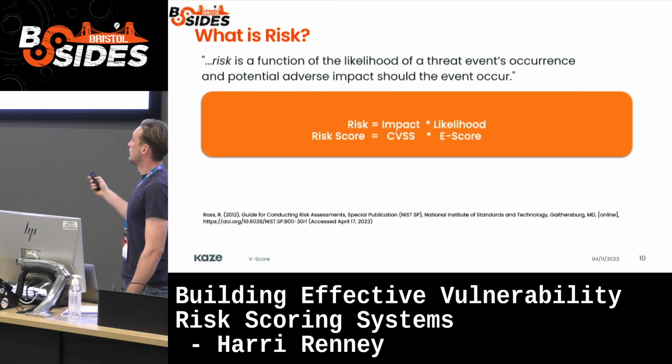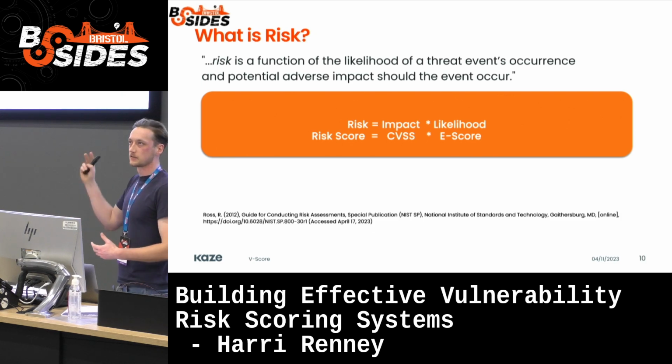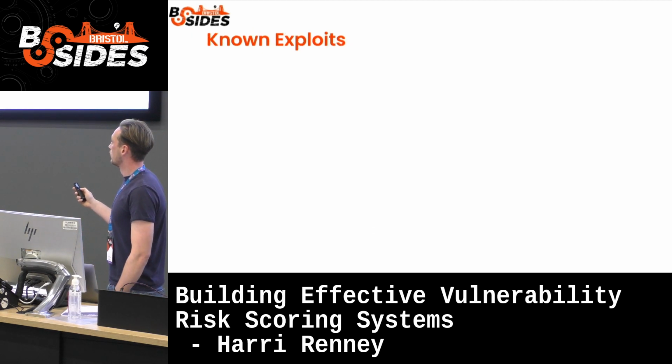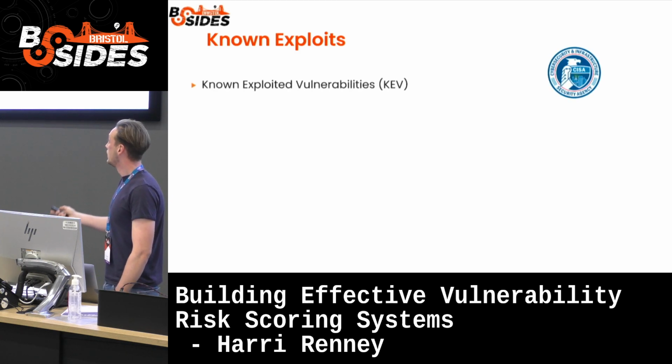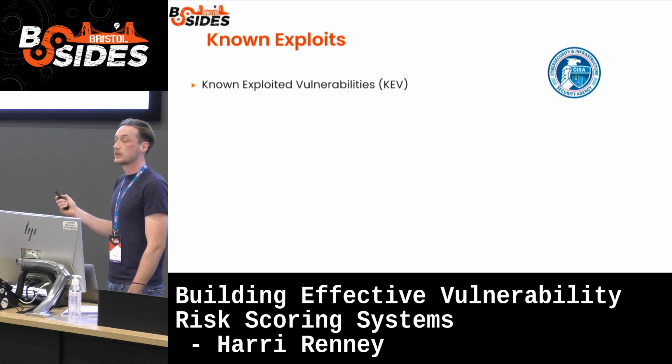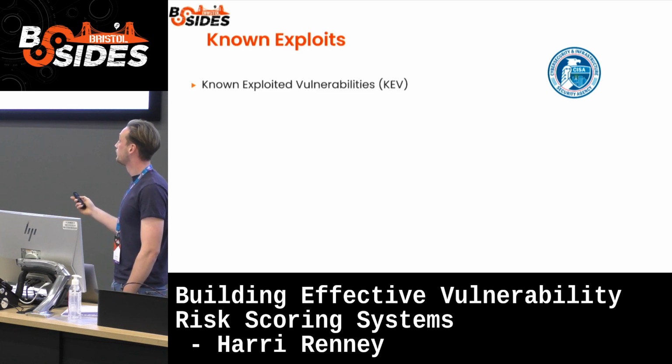But I'll just say there's other sources of likelihood, right? We've got a machine learning model predicting, and yes, it's accurate. But why don't we go and look at what are the known exploits out there as well and bring that into our risk calculation? So I think last year, this repository of known exploited vulnerabilities came out, KEV.